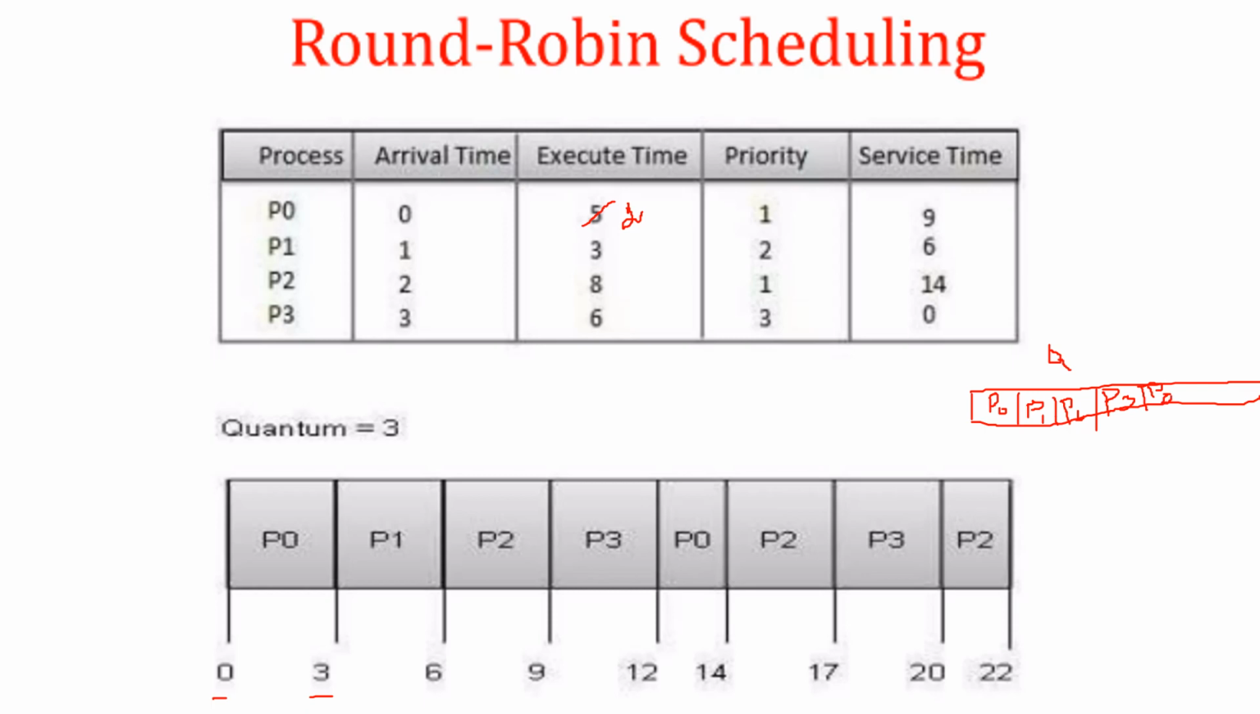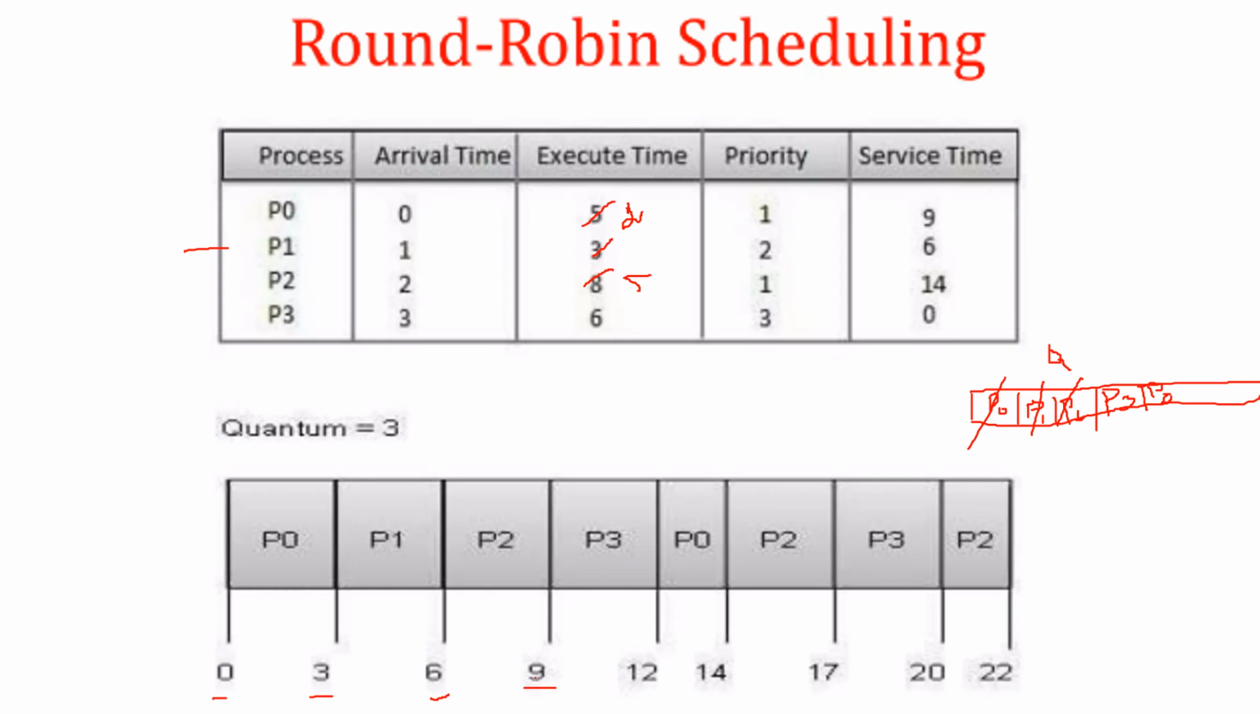Now we'll see P1. P0 is over. P1's burst time is 3, so from 3 to 6 P1 will execute. Then it is over, it is completed. Next you have to see the queue. P2 is there. So from 6 to 9 P2 will execute. The burst time is 8, so the remaining is 5. So it should go to the queue.